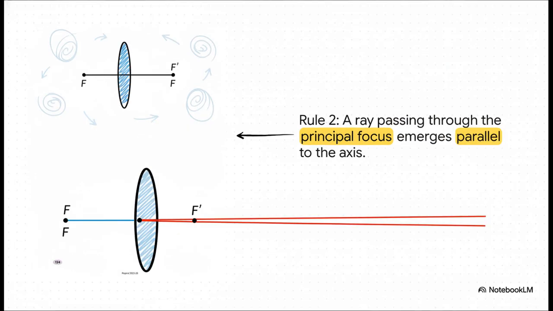Now, check this out. Rule number 2 is basically just rule number 1 in reverse. If a ray passes through the principal focus first, before it hits the lens, then the lens bends it so it comes out perfectly parallel to the principal axis. You see that symmetry? It's pretty cool how these patterns work.